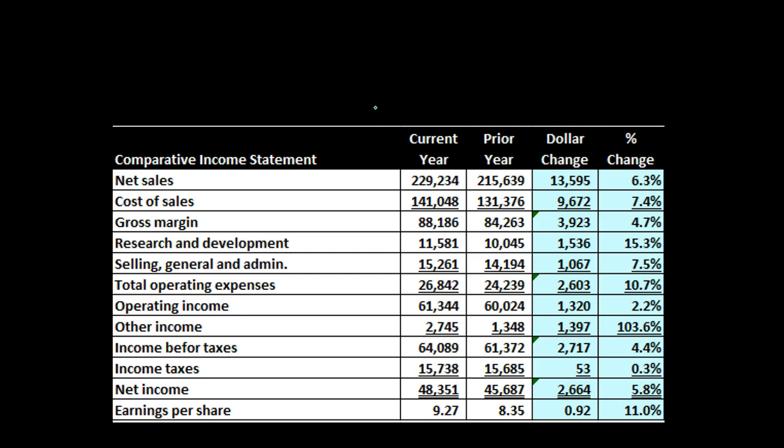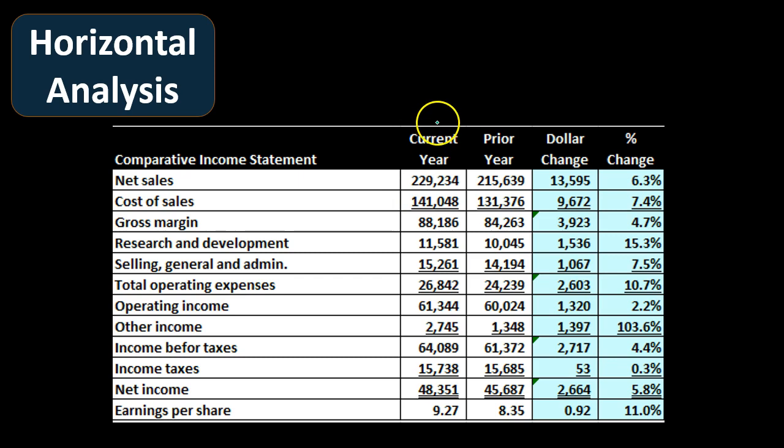Here's the same thing for the income statement. So we have a horizontal analysis for the income statement: current year, prior year, we have the change in that, and then we're taking the percentage change. So we're taking the change from one year to the prior year, horizontal analysis, same company over time.